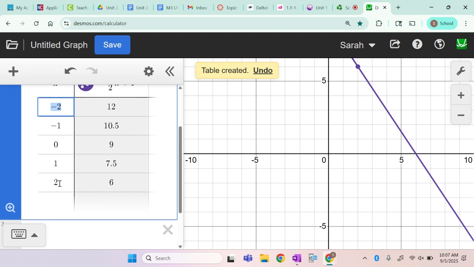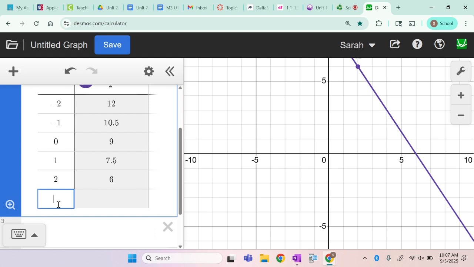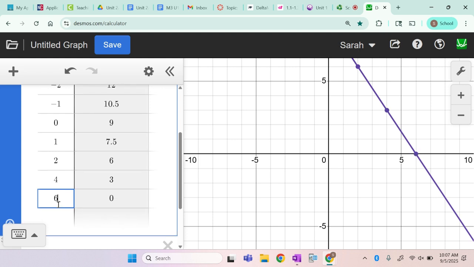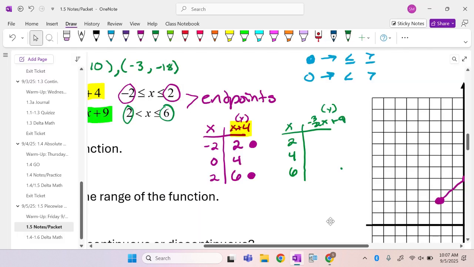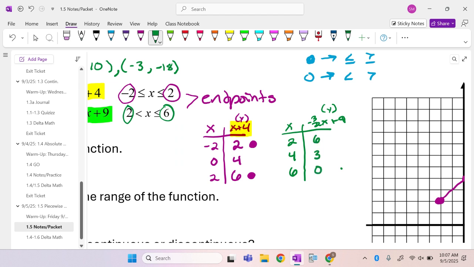Now, they gave us the 2, so 2, 6. Then we also want to know 4, so we're going to type that in for x. And we also want to know 6, so we're going to type that in for x. So these 3 are our y values for our 3 points that we had. So I have 6, 3, 0. So we have the points (2, 6), (4, 3), (6, 0).